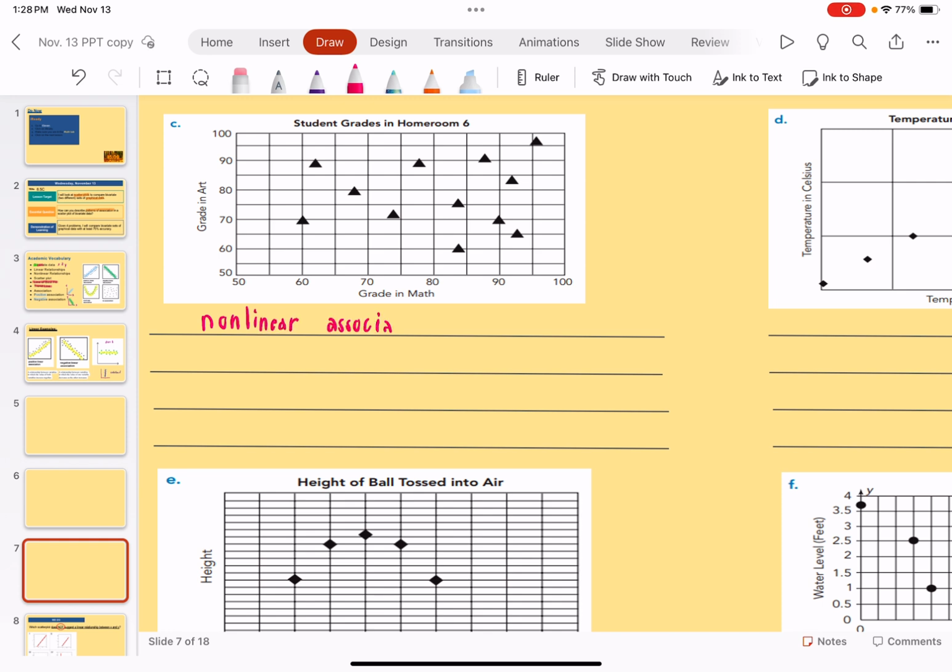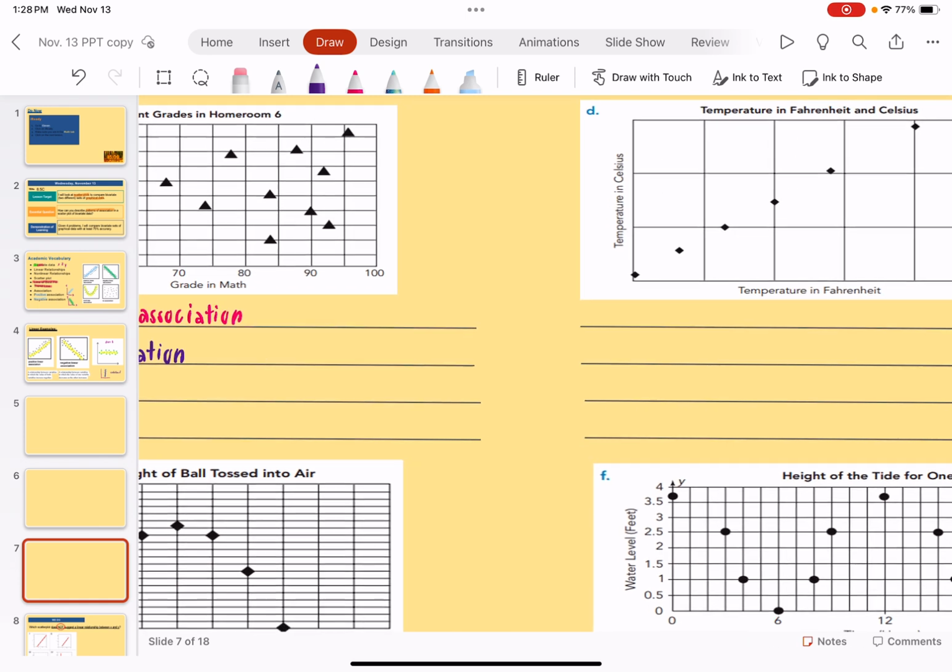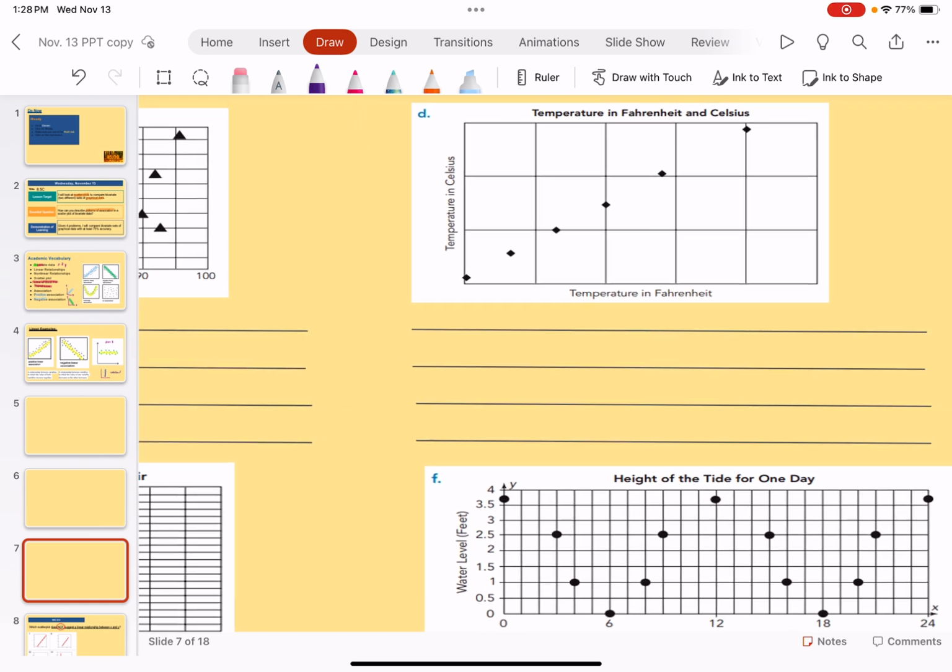And it's not even like I can draw a curved line through the points. So I'm going to be more exact or more specific and say that this one has no association. Okay, then for the one on the upper right, we are comparing temperature in Fahrenheit and Celsius. And we have on the x-axis the temperature in Fahrenheit. On the y-axis, the temperature in Celsius.